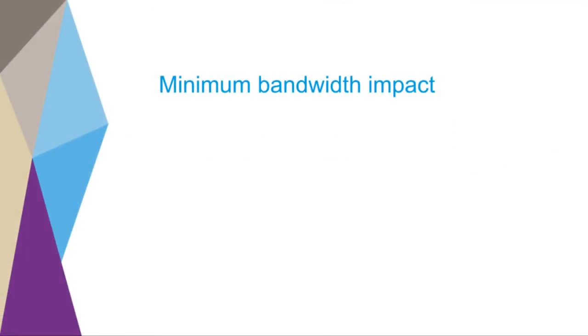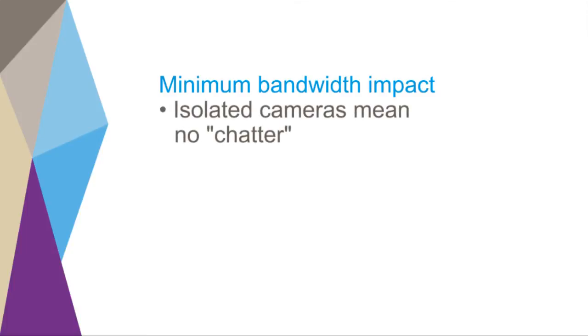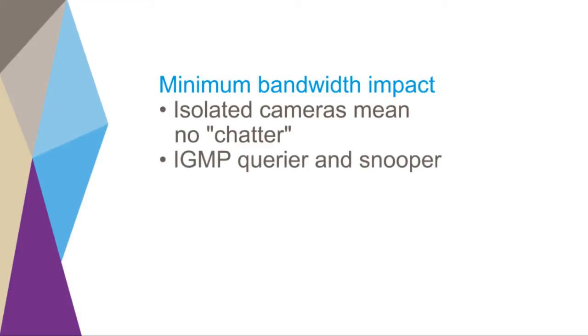Second, minimum bandwidth impact. The private VLAN capability means that all the cameras are isolated, eliminating camera-to-camera chatter. To minimize bandwidth consumption, an IGMP querier that determines which clients belong to various groups combines with an IGMP snooper that determines which ports within these groups are interested.